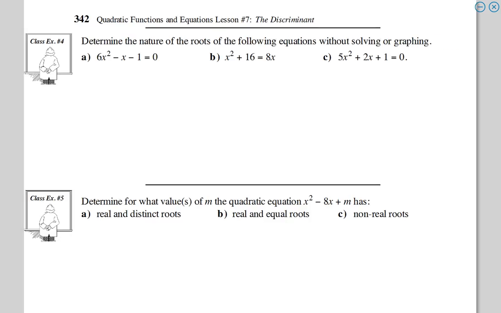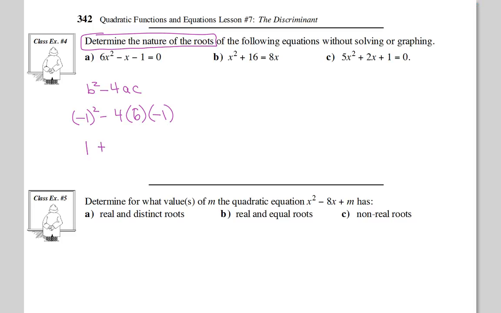Okay, so on the test, if you see this, then you just look at the discriminant. So all you care about is b squared minus 4ac. Okay, so we have negative 1 squared minus 4 times 6 times negative 1. You get 1 plus 24, you get 25. So what do you say? Real and distinct.